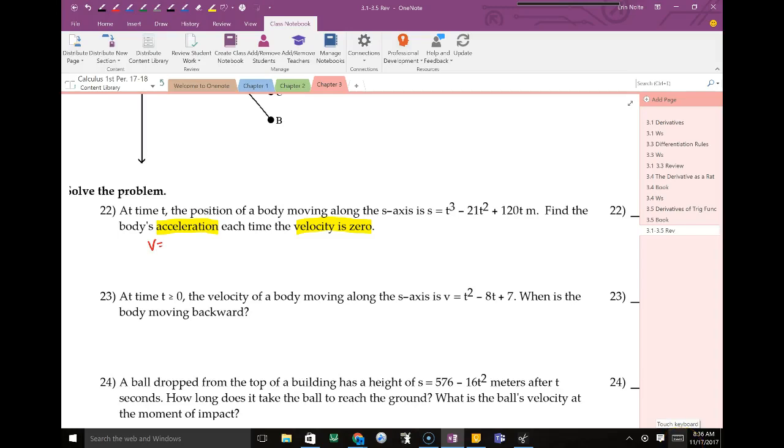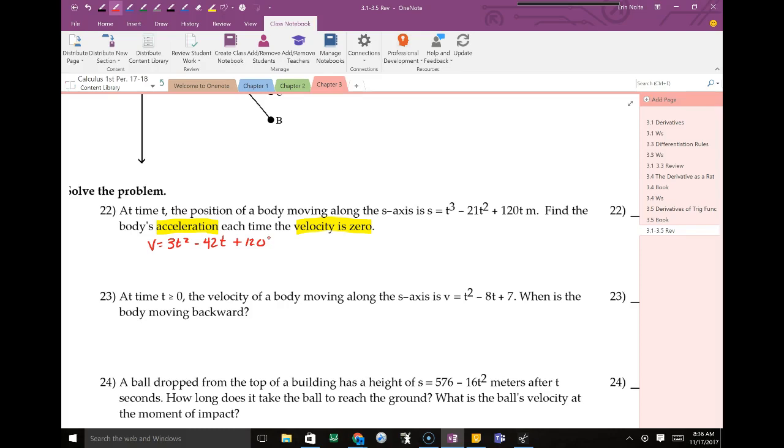So if I derive my position, what do I get for the derivative? 3t squared minus 42t plus 120. Good. Okay, so now it says when the velocity is 0. So how am I going to play that? So you have to separate it into 2 different parts.